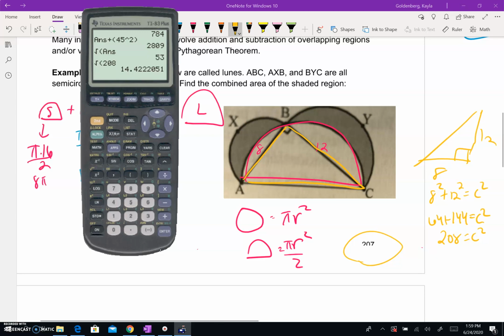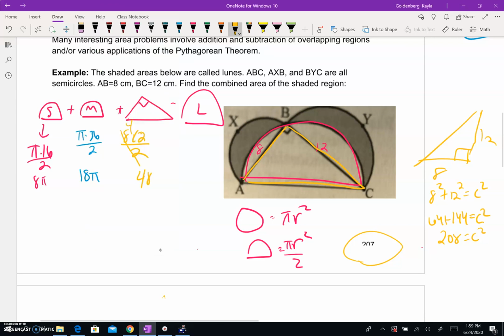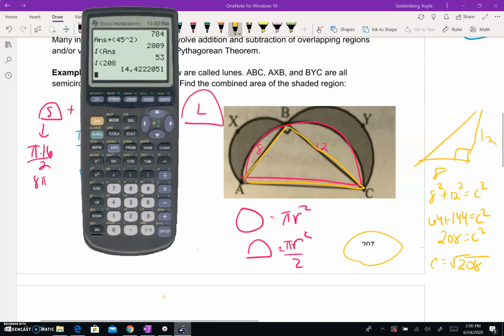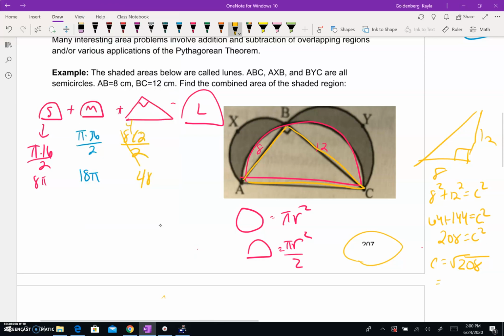So what I might do is I might leave it as the square root of 208 for now. We could also see if 208 has any perfect squares, like if 16 fits into it. Oh yeah, so I could make it square root of 16, square root of 13. That would give me 4 square root 13, and that's kind of nicer to look at. So let's have that be our diameter. So that means my radius would be half of that, so 2 square root 13.